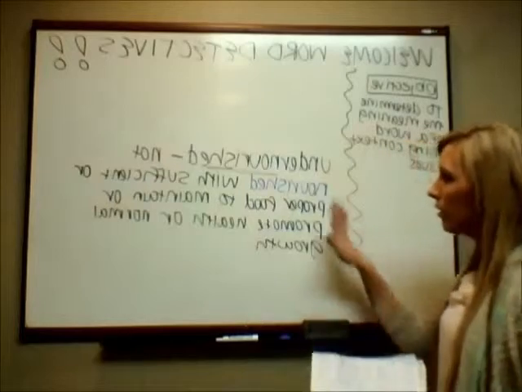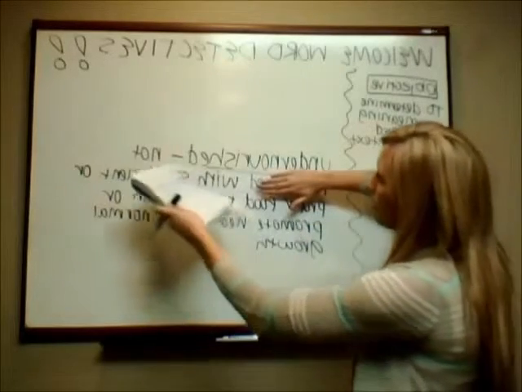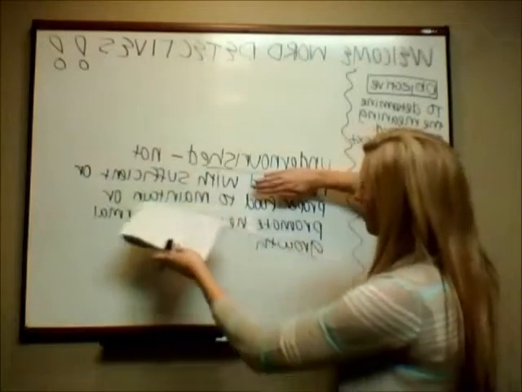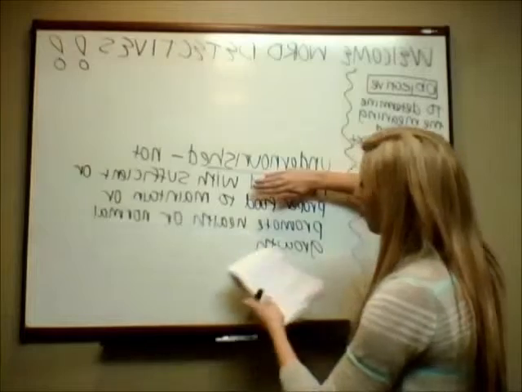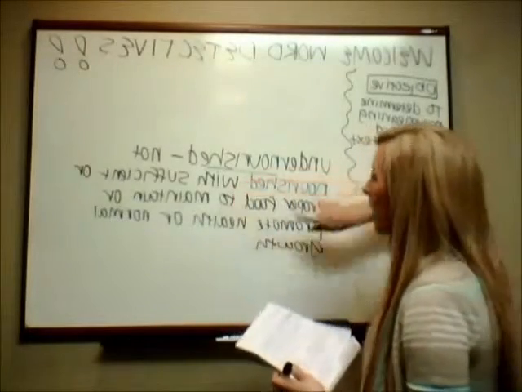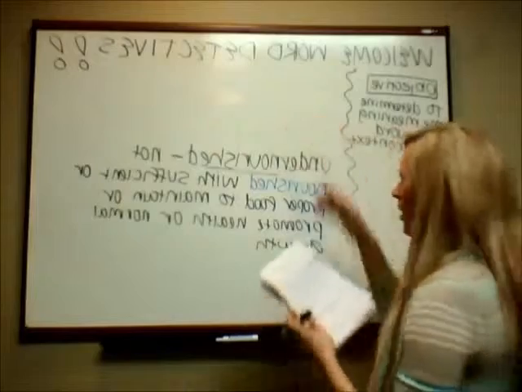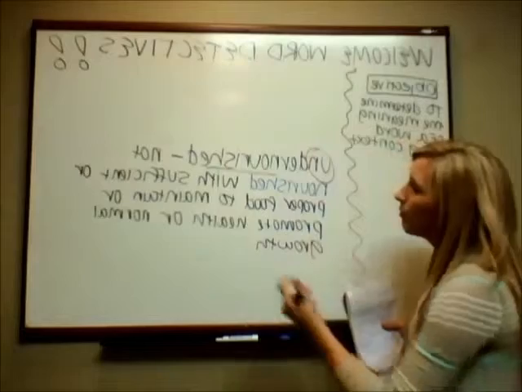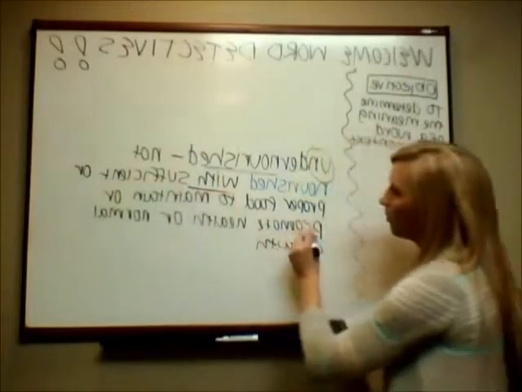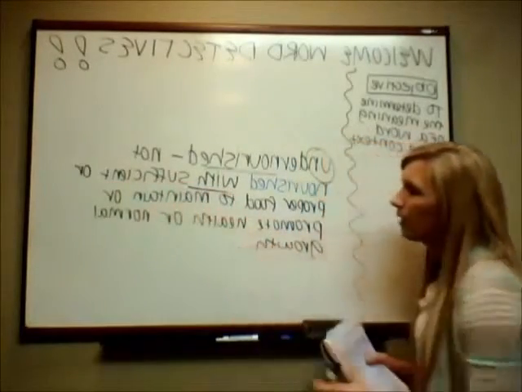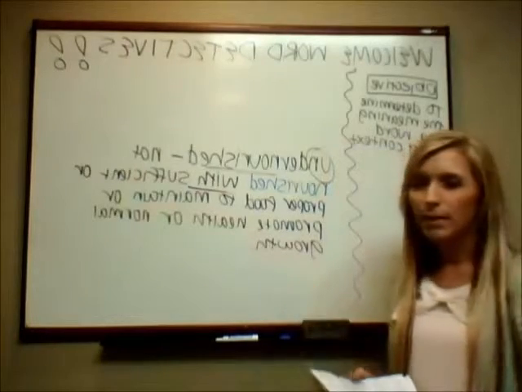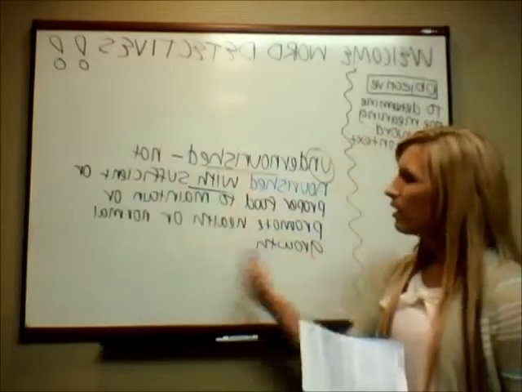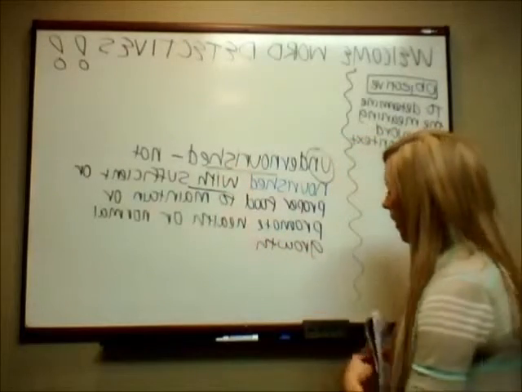So if we didn't know this word, we could take it out and then say undernourished is not having sufficient or proper food to maintain or promote health or normal growth. So we can assume that nourished would be the opposite. We can also use this. Nourished would be the opposite, and therefore it would mean with sufficient or proper food to maintain or promote health or normal growth. So does that make sense? Nourished would be the opposite, therefore it would be having proper nutrition. Okay.